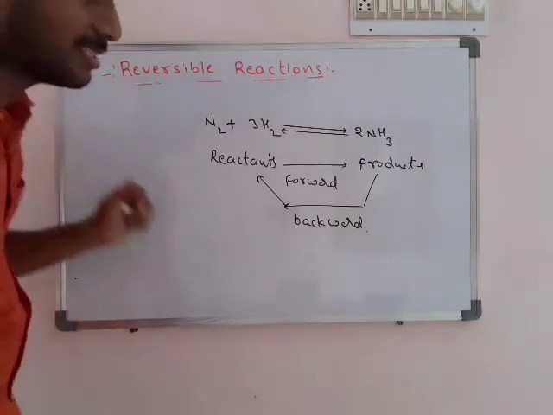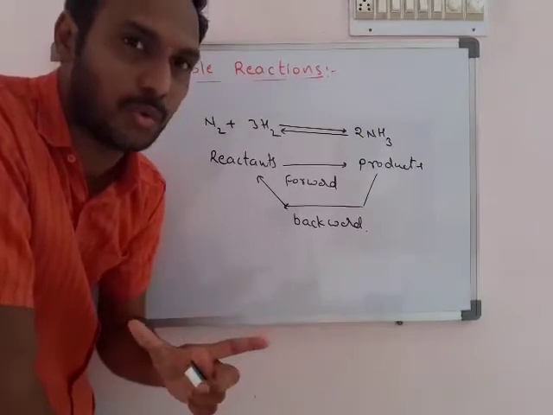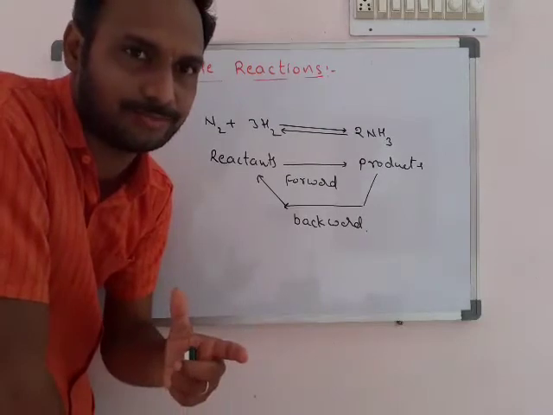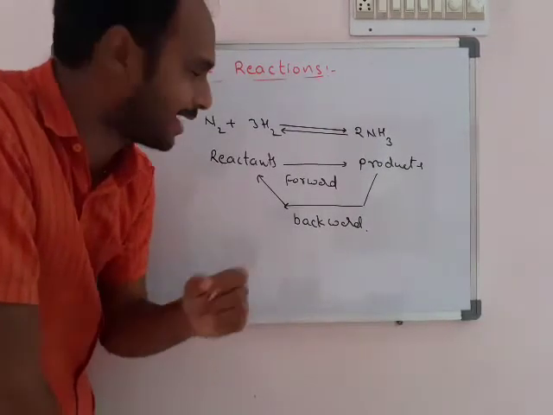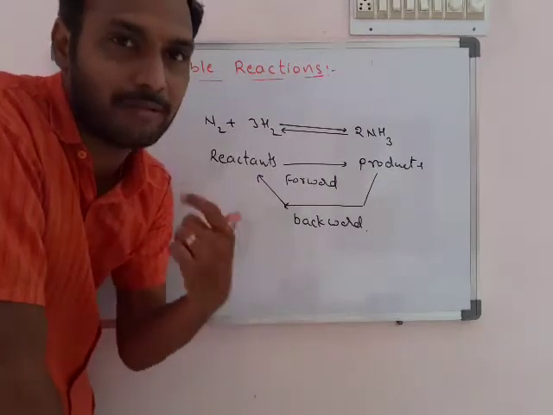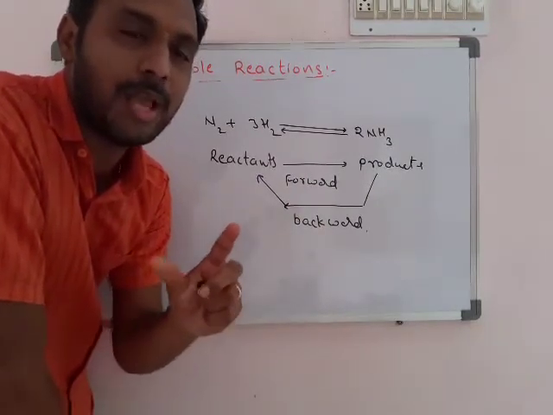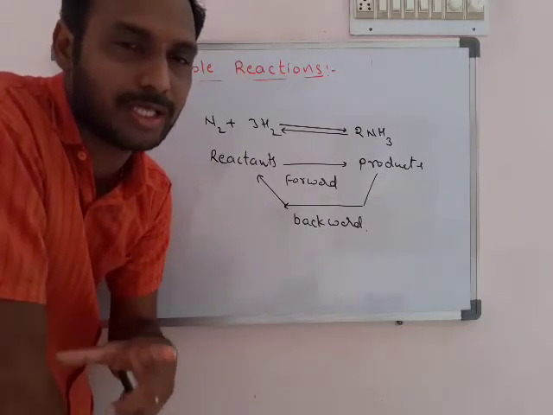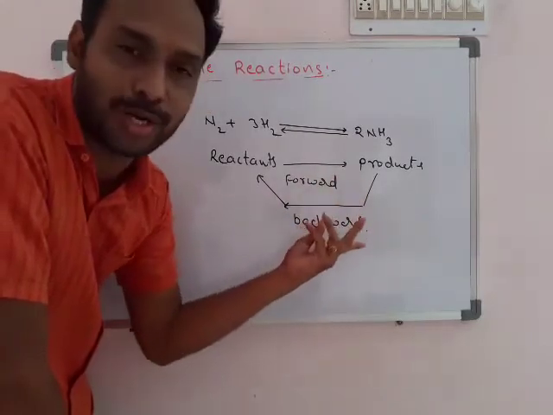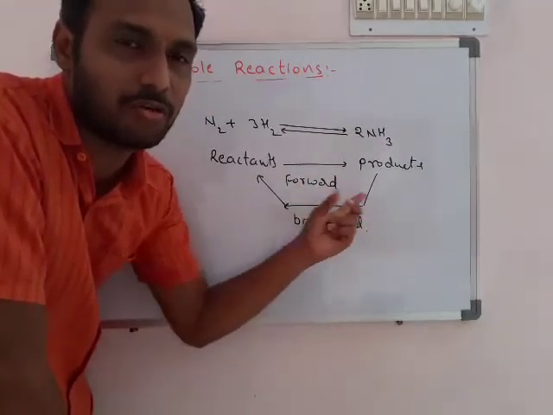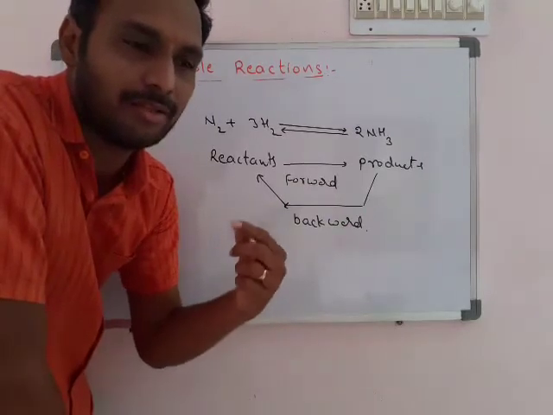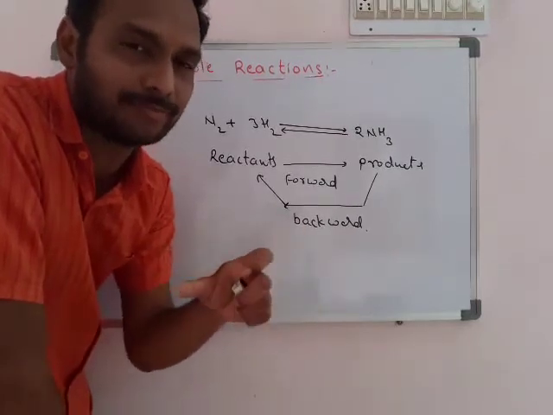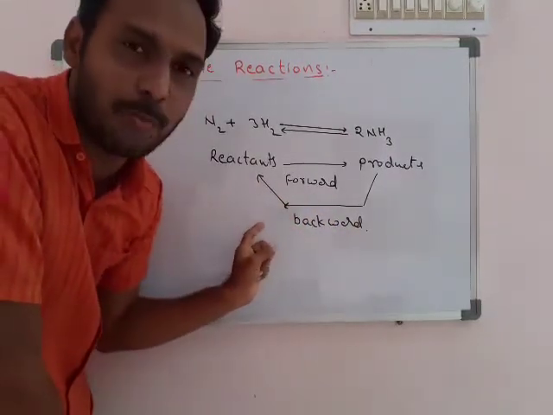Does this take place for all reactions? No, it is observed only in a few reactions. In many reactions only the forward reaction takes place, and the backward reaction does not take place. It totally depends on the nature of the reactants and products. Based on the starting material we take and the compounds formed, it decides whether it will go backward or not.